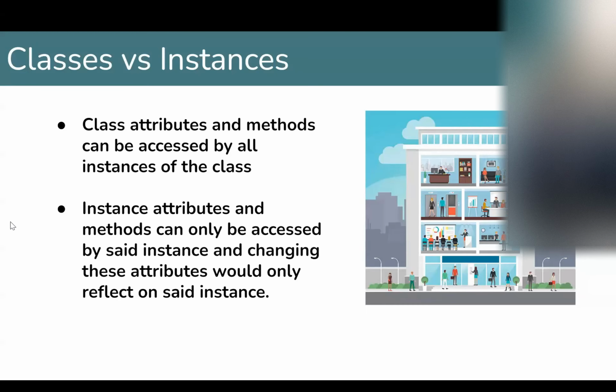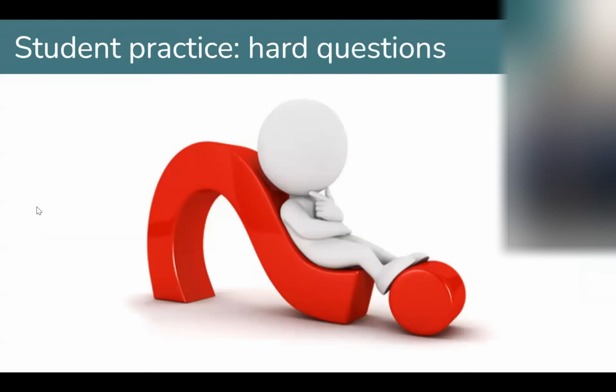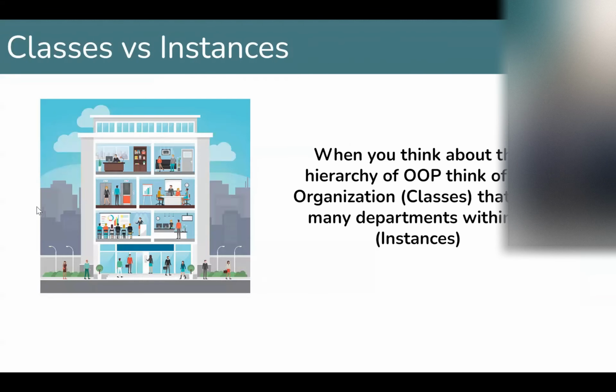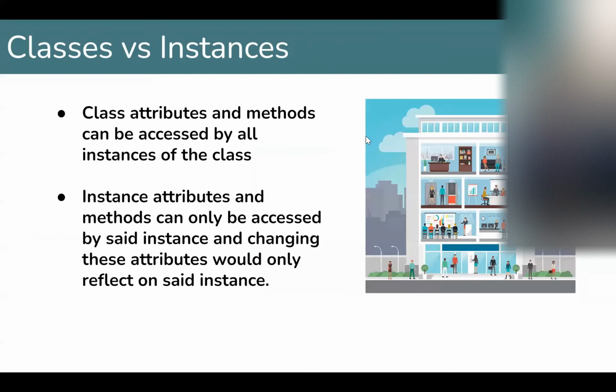All right, cool. So welcome back. To recap everything we just did: we started off by talking about classes and instances. We talked a little bit about class attributes and class methods. So remember, class attributes are the same for all instances of a class. If you change it for one instance, you change the class attribute for all of them. And class methods can be accessed by all instances of the class, and they can also be used to create brand new instances.